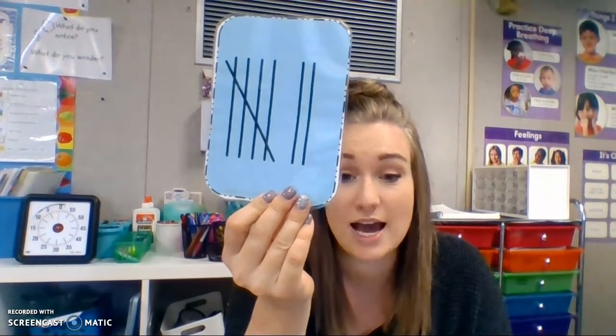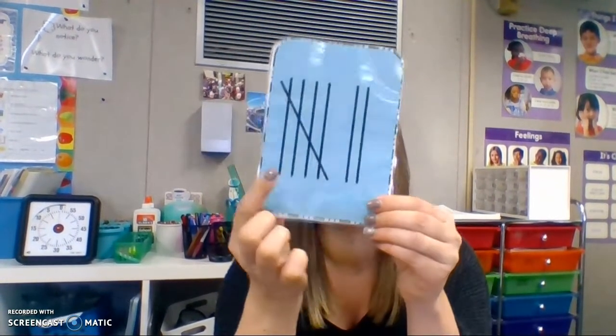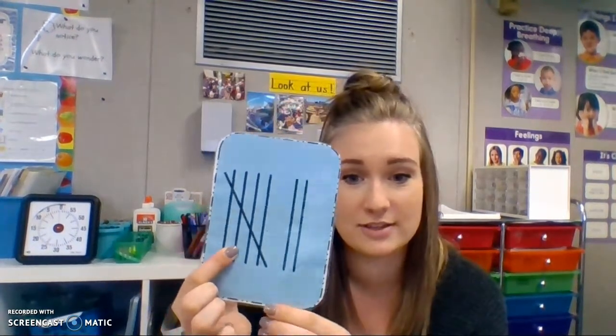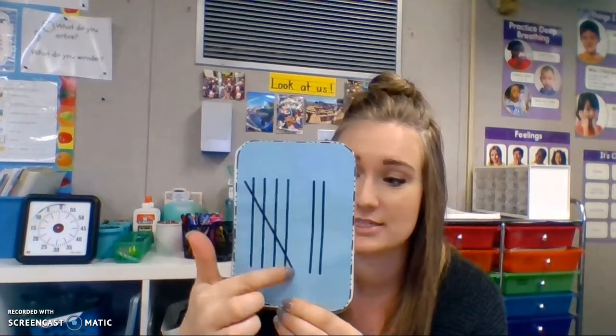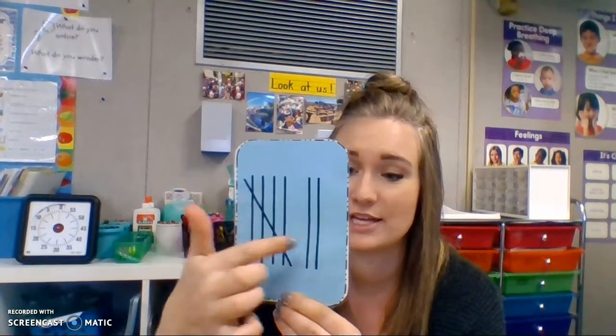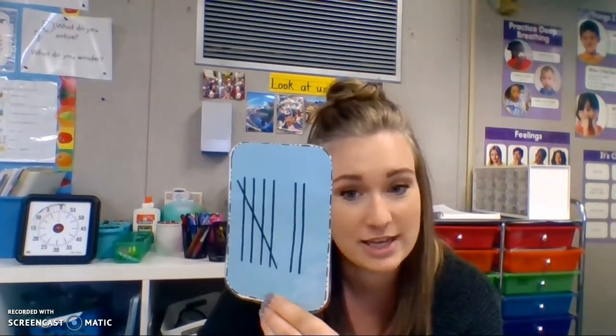7. Now, let's talk about this. How did you find the number 7? I saw 7 because I first saw a group of 5. Now remember, we can tell it's a group of 5 by the 4 tally marks and 1 going across. Here's my group of 5 and 2 more. 5, 6, 7. I can quick count that.